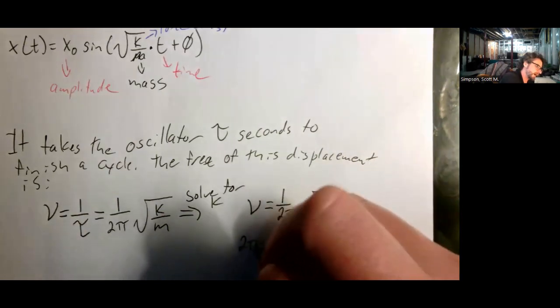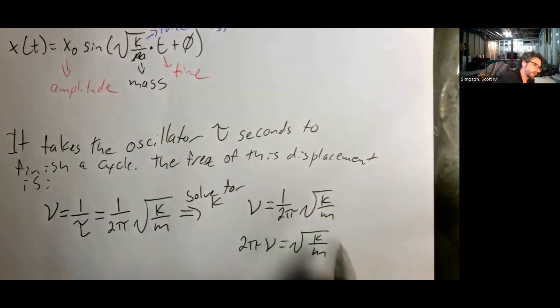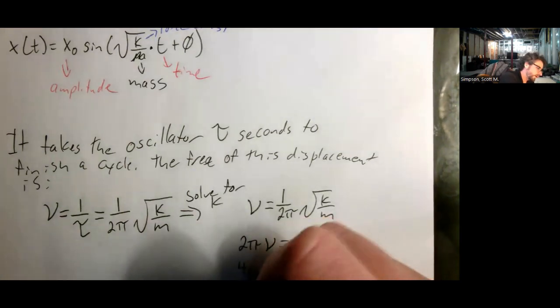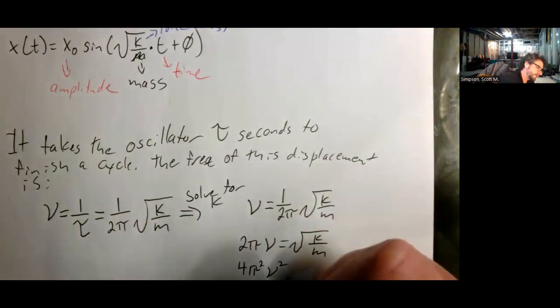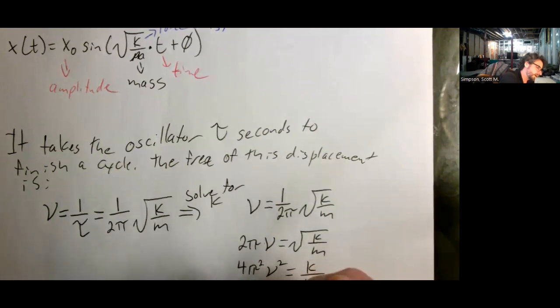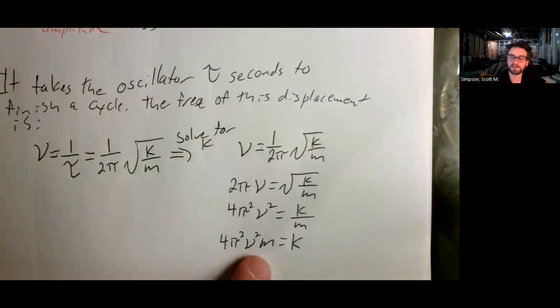Let's move this 2 pi over. Now we need to move that square over. So we get 4 pi squared frequency squared is equal to k divided by m. Then we can do 4 pi squared frequency squared mass is equal to the k. Okay, so now we have a value for this force constant, and that's what the value of the force constant is in the harmonic oscillator.